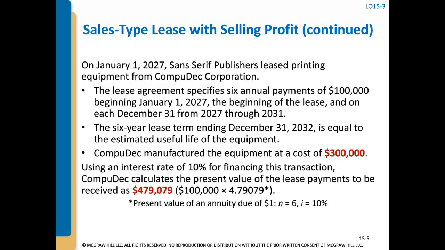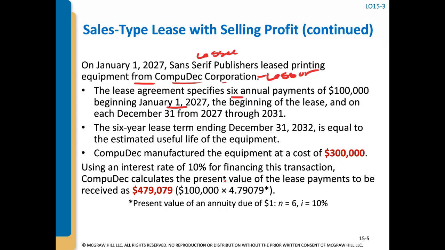Let's go through this example, and it is very similar to the example we did with a sales type lease without selling profit, except for one nuance. On January 1, 2027, Sans Serif Publishers leased printing equipment from CompuDeck. So Sans is the lessee and CompuDeck is the lessor. The lease arrangement specifies 6 annual payments of $100,000 beginning on January 1, 2027, the beginning of the lease, and on each year from 2027 through 2031.